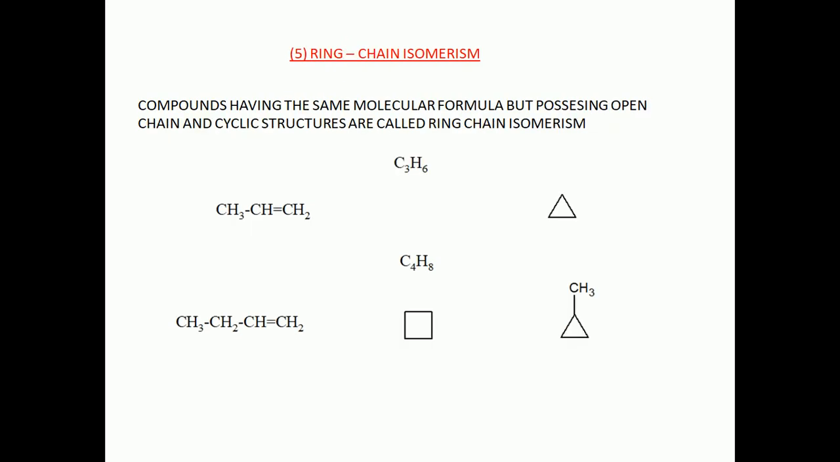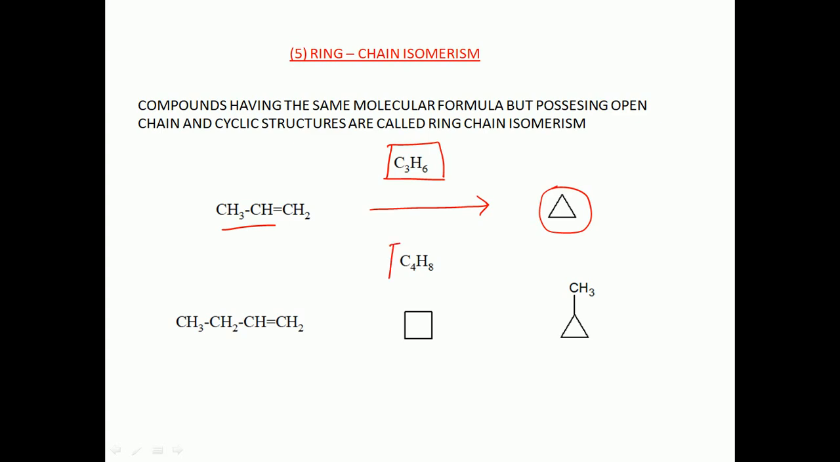Ring chain isomers. Compounds that have the same molecular formula but possess an open chain and a cyclic structure are called ring chain isomers. First let us start with one example, C3H6. For C3H6 I can write the structure CH3 CH double bond CH2. We call it 1-propene. With the same molecular formula I can also write cyclopropane. Here these 3 carbon atoms are in an open chain, but here these 3 carbon atoms are in a ring. The relation between these two structures is called ring chain isomerism.